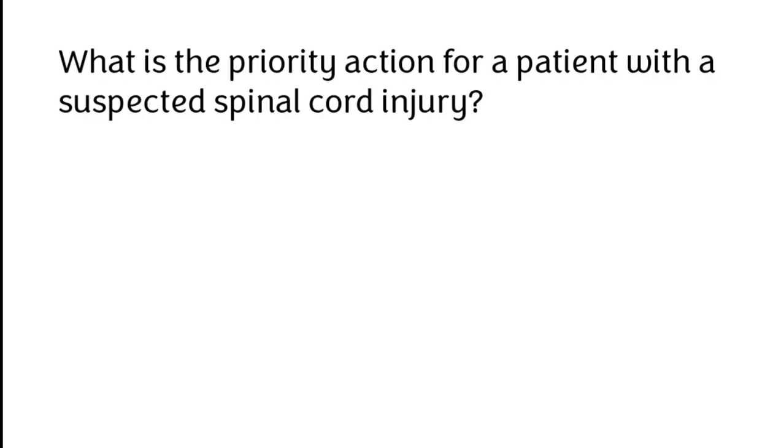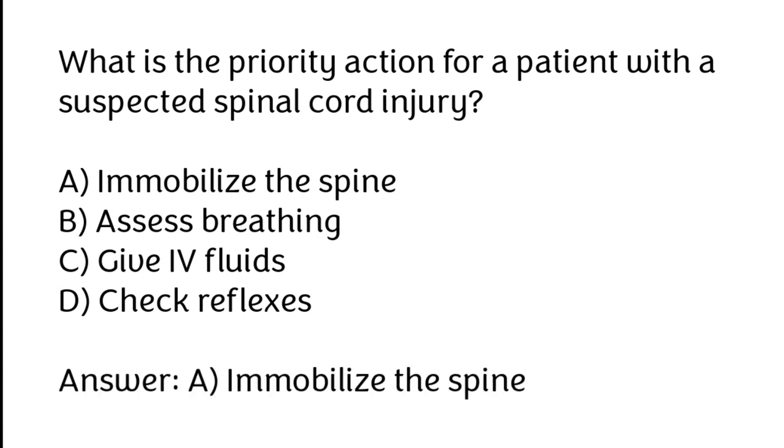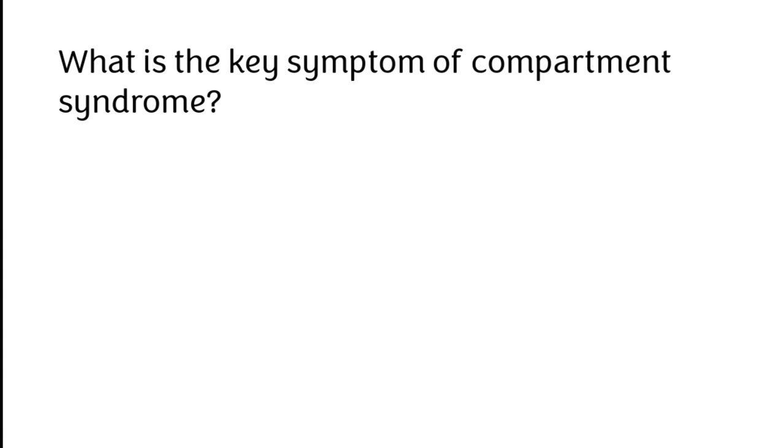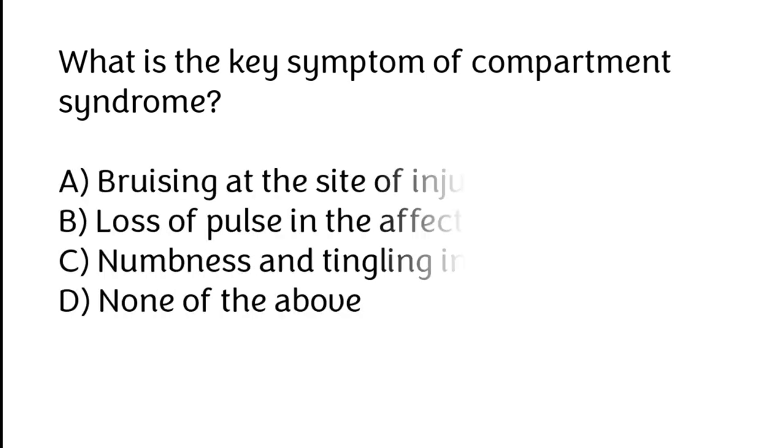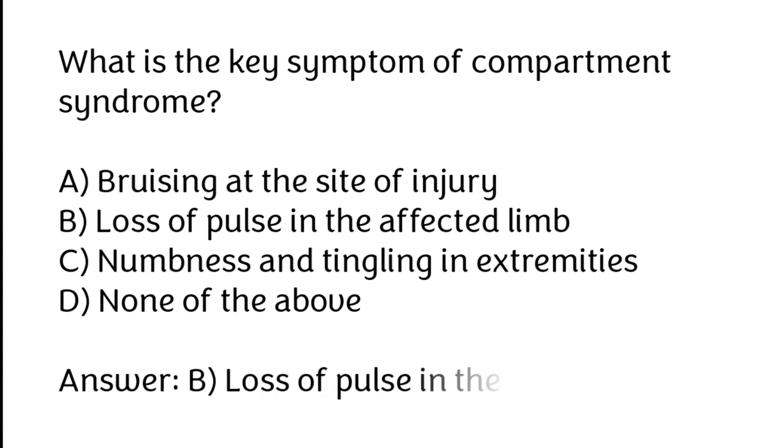What is the priority action for a patient with a suspected spinal cord injury? Immobilize the spine, assess breathing, give IV fluids, check reflexes. Correct answer is option A, immobilize the spine. What is the key symptom of compartment syndrome? Bruising at the site of injury, loss of pulse in the affected limb, numbness and tingling in extremities, none of the above. Correct answer is option B, loss of pulse in the affected limb.